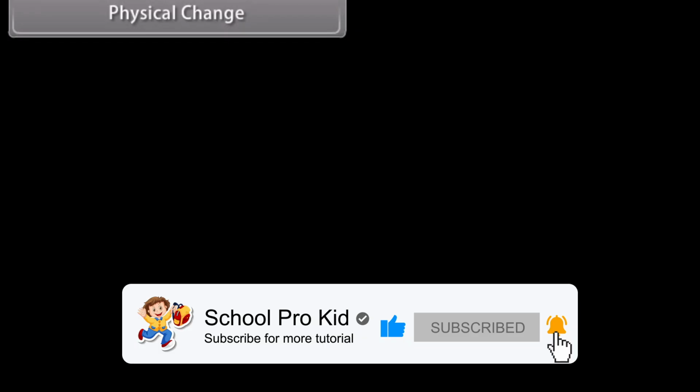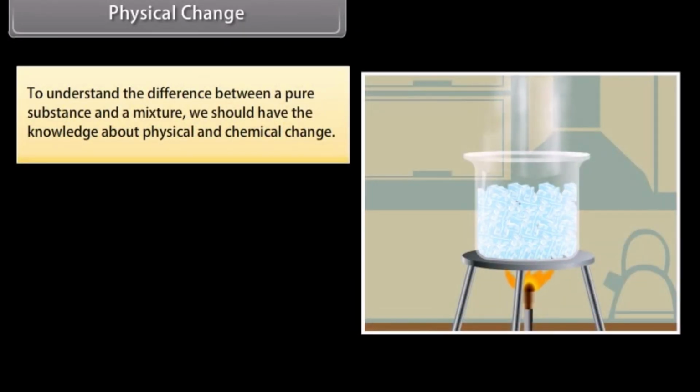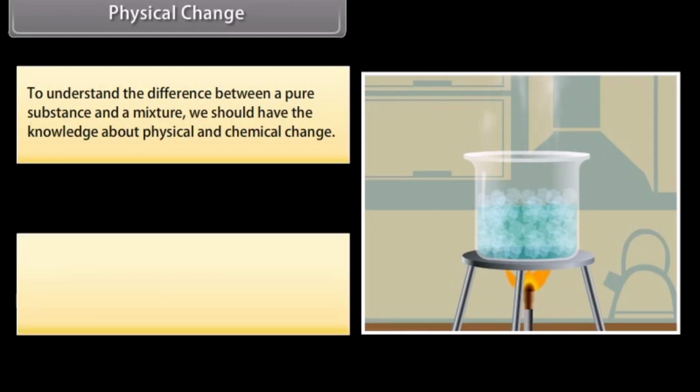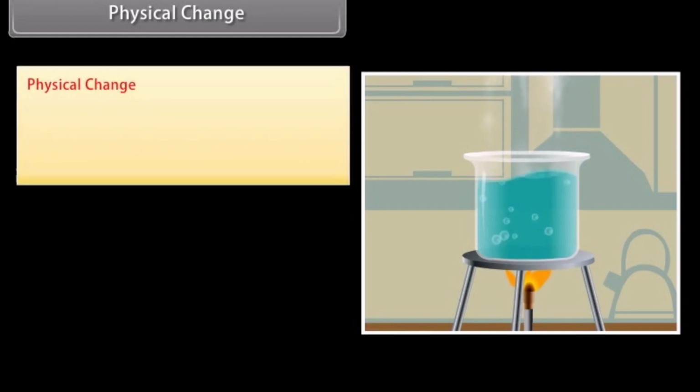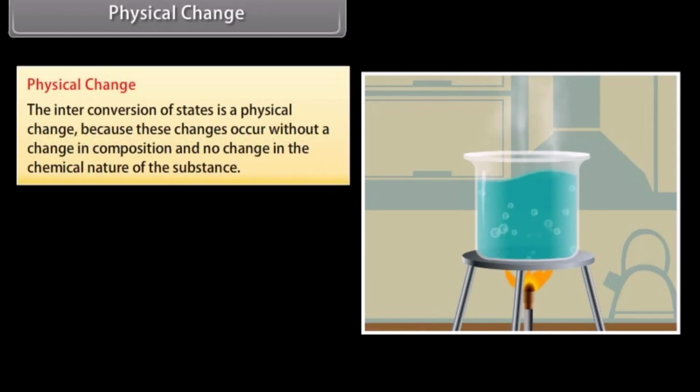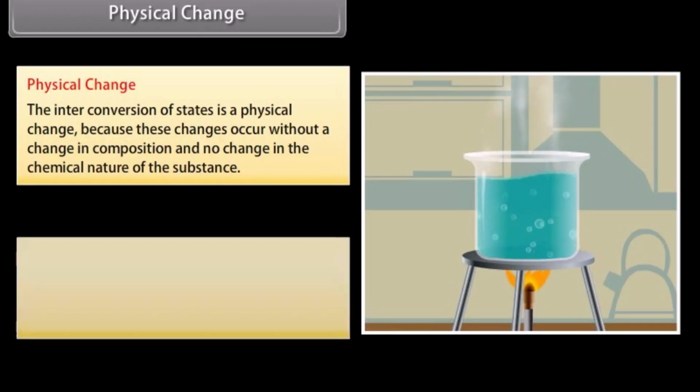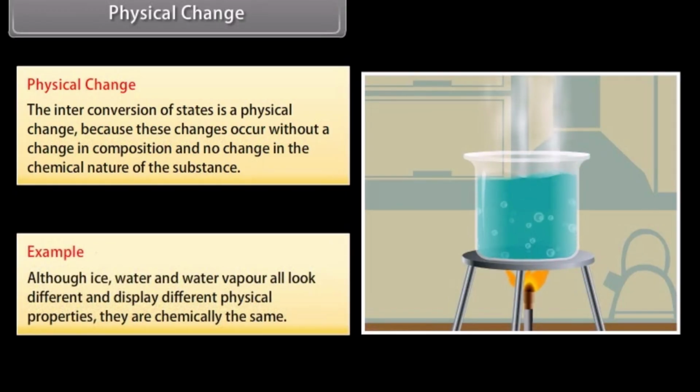Physical change. To understand the difference between a pure substance and a mixture, we should have knowledge about physical and chemical change. Color, hardness, rigidity, fluidity, density, melting point, boiling point, etc. are the physical properties. Physical change. The interconversion of states is a physical change because these changes occur without a change in composition and no change in the chemical nature of the substance. For example, although ice, water, and water vapor all look different and display different physical properties, they are chemically the same.